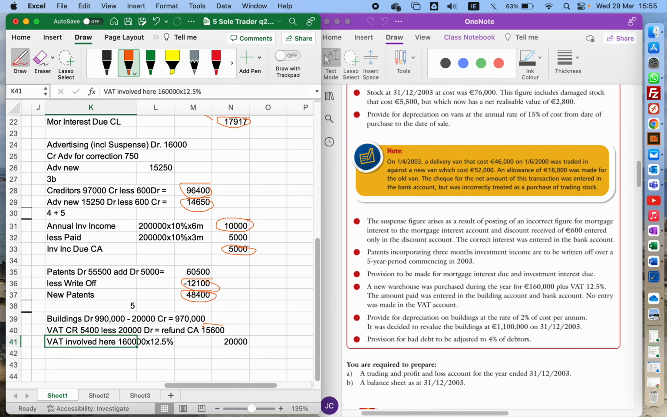Okay. So that's going to go into my VAT account, and the 970 is the figure that's going to go in for buildings now. Okay. So I've dealt with that.